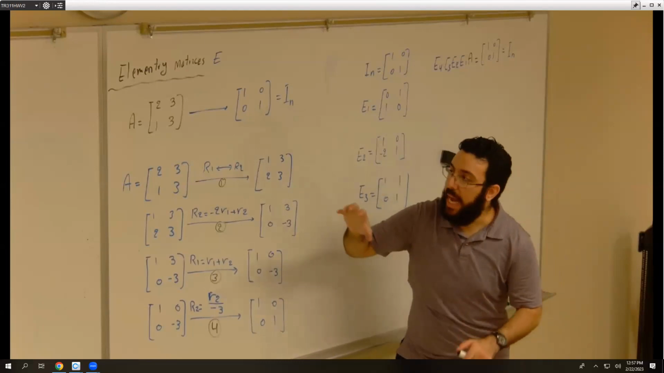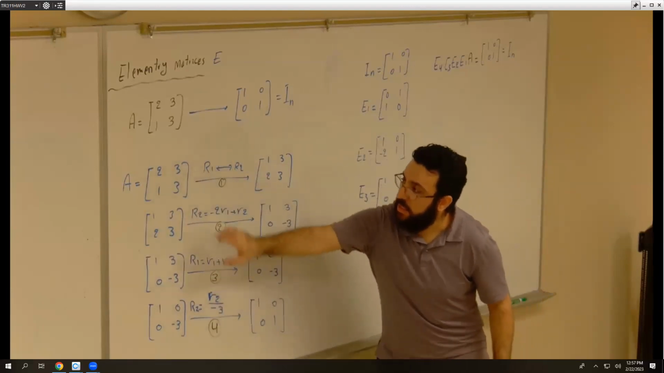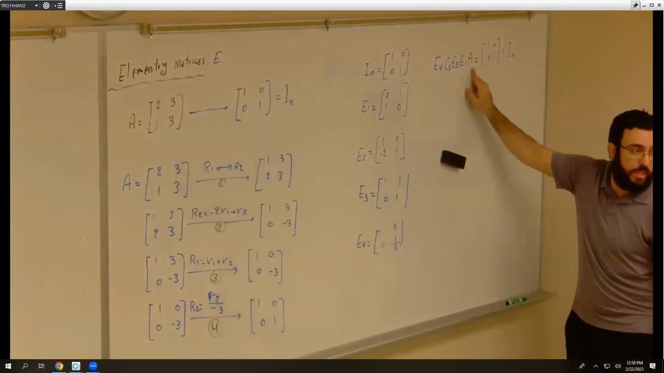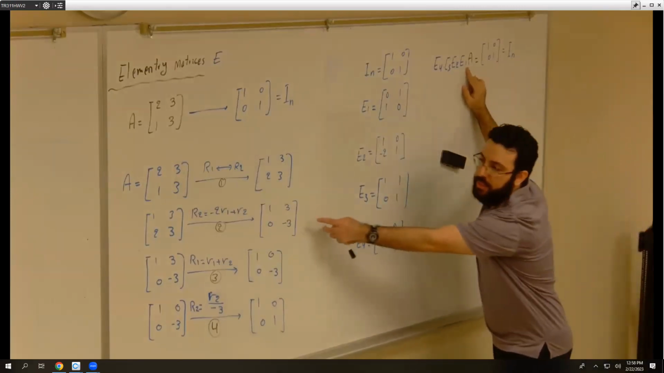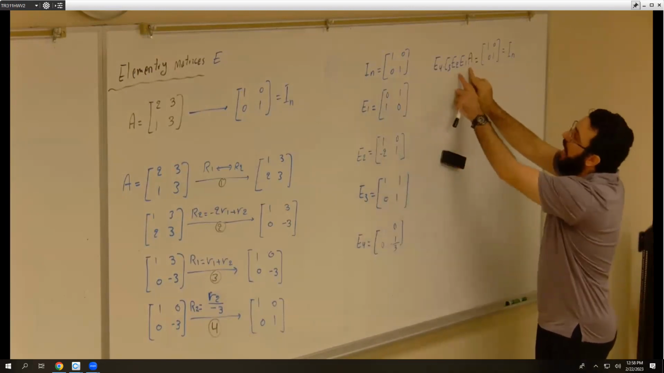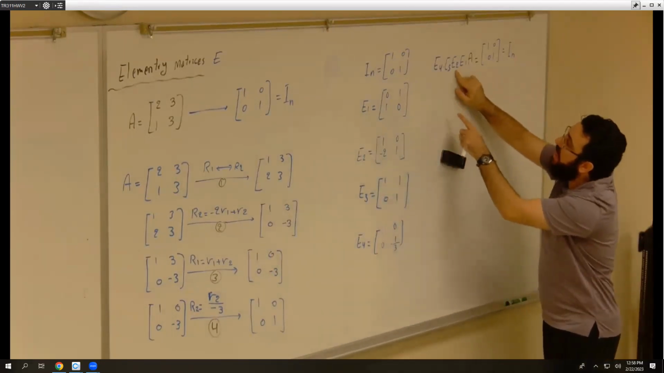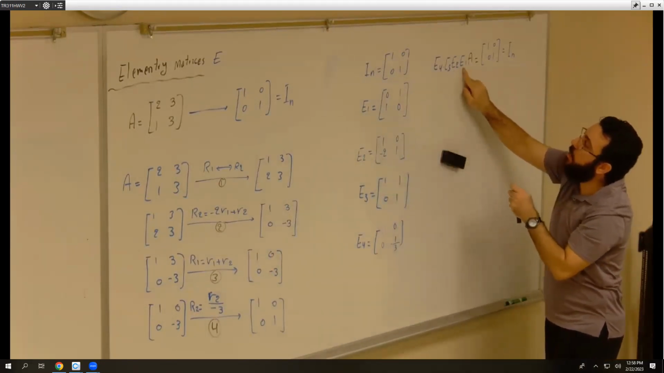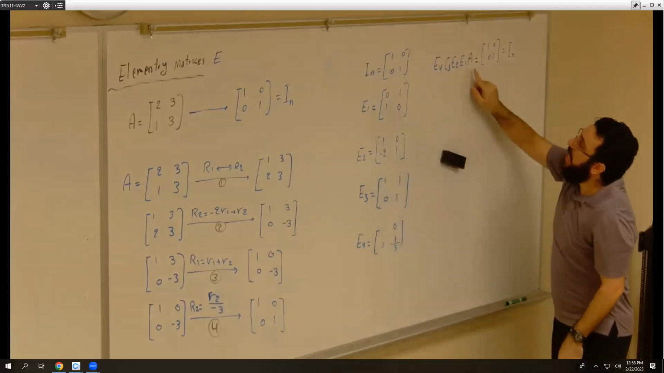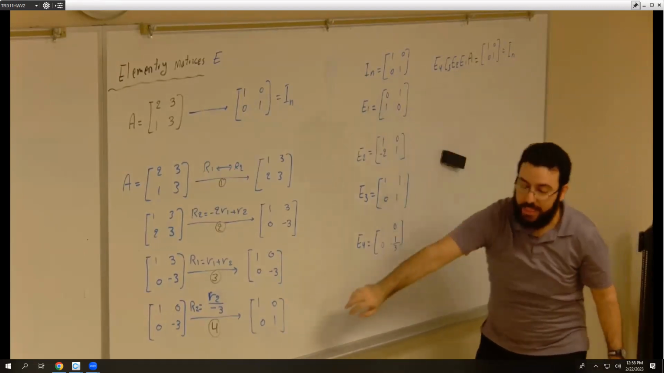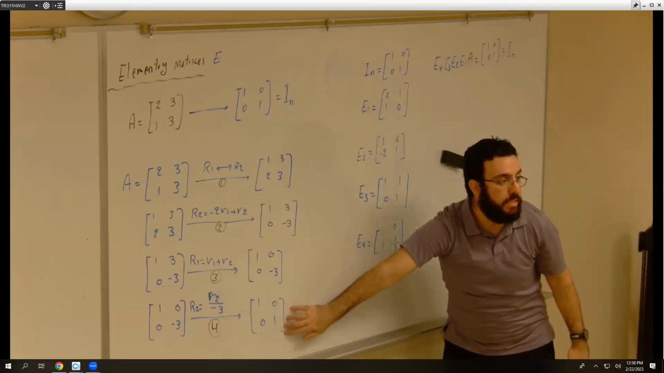That means each operation here is a matrix. We multiply the matrix A by E1, and you see we're going to get this matrix. Then we multiply the result by E2, which is this operation, and we get the new matrix. Multiply the result of A, E1, E2 by E3, we're going to get this matrix. And multiply the result from A, E1, E2, E3 by E4, the result is going to be the identity matrix.